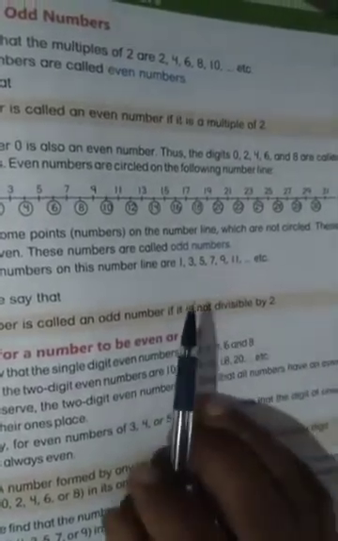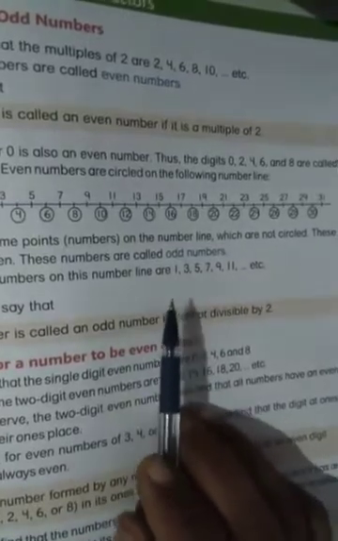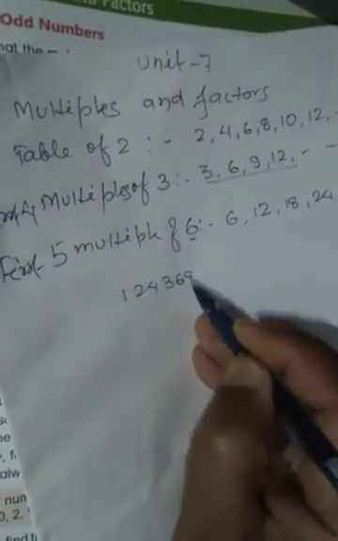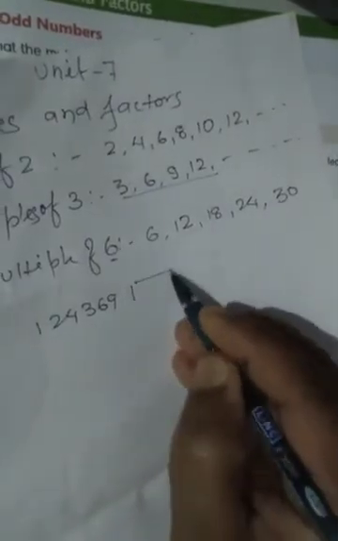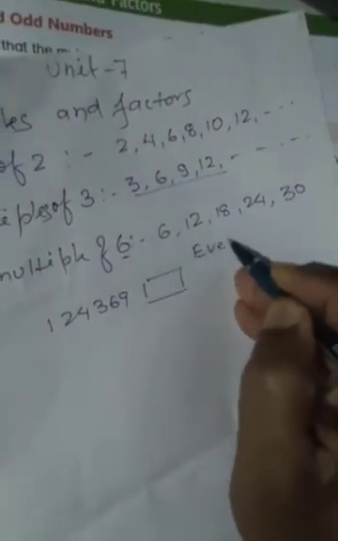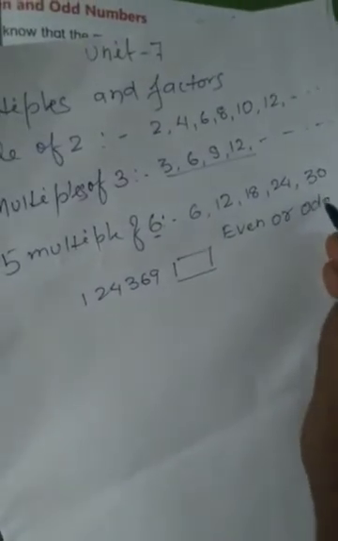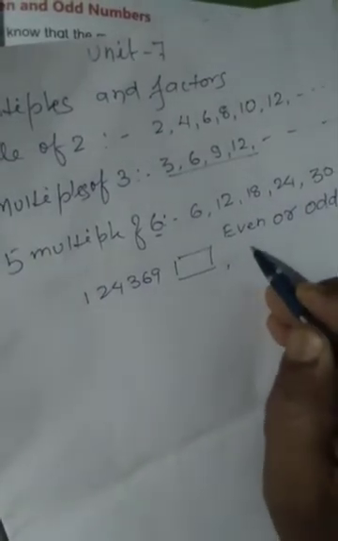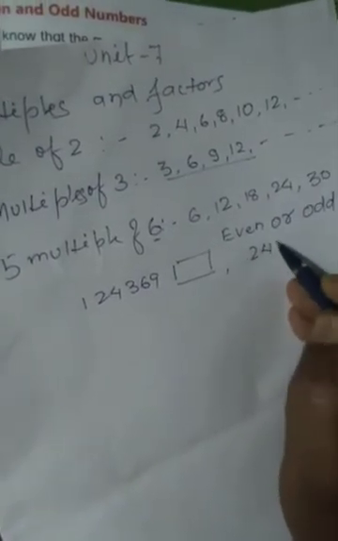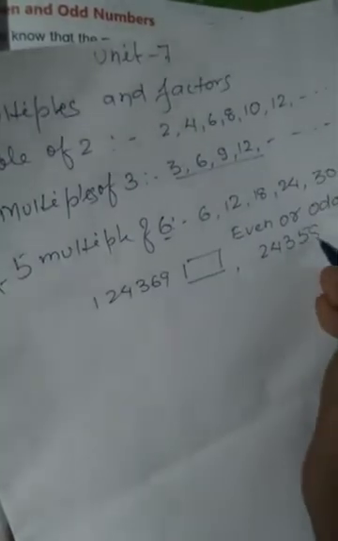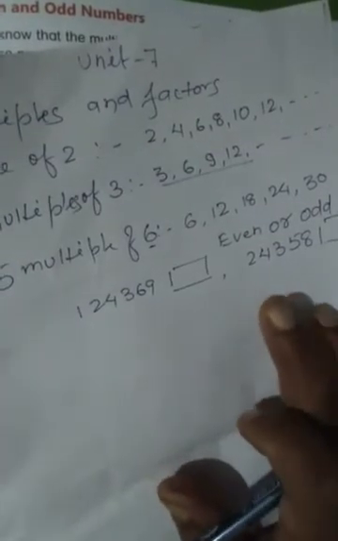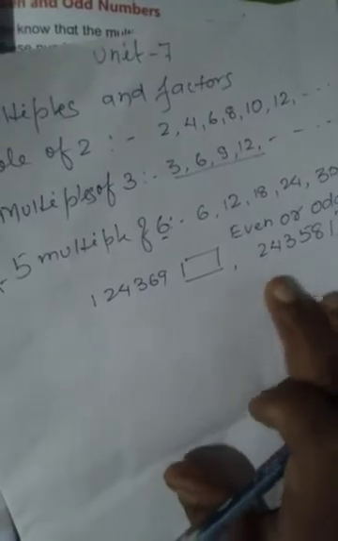And the other method to judge: suppose I put a big number before you, 1,24,369. First number. We have to judge whether it is even or odd. How can we judge very easily? The second number, one example from my own side, is 24,358. These are two numbers, whatever numbers I put before you, to judge whether they are even or odd.